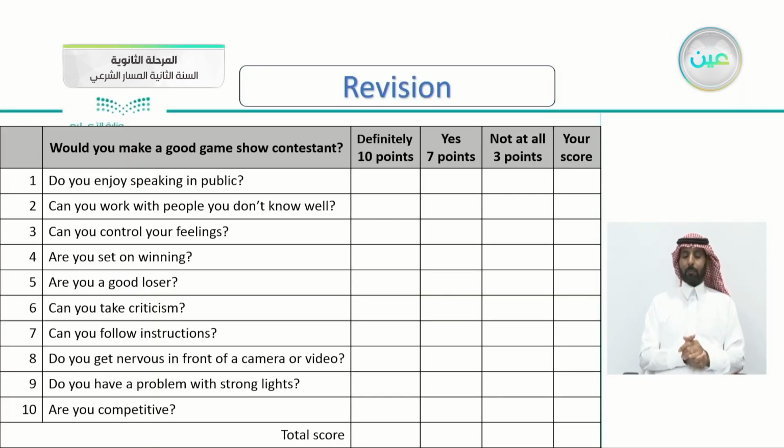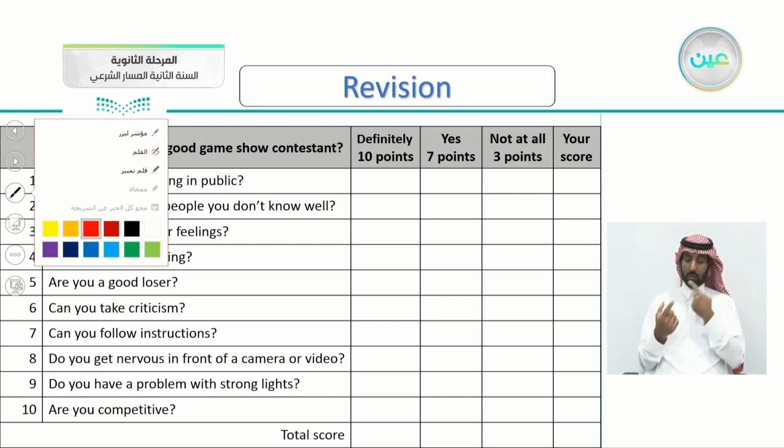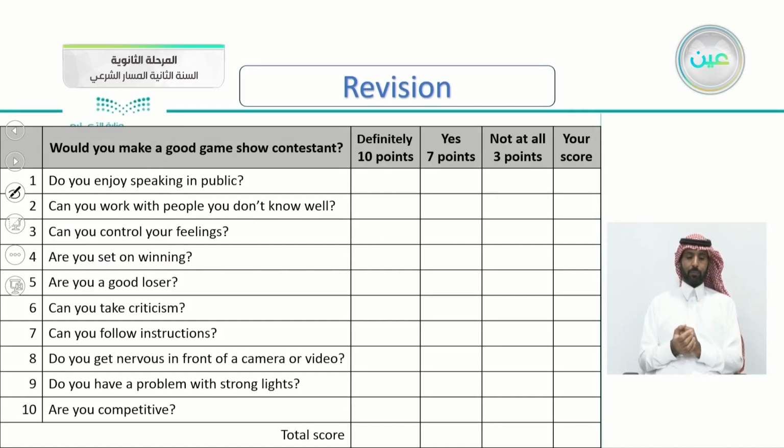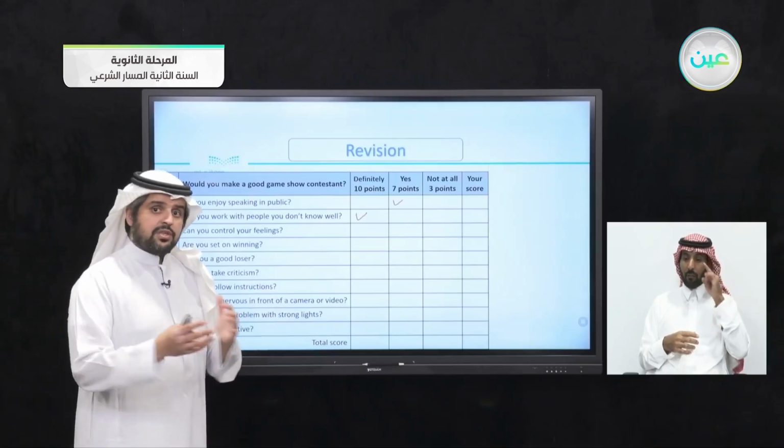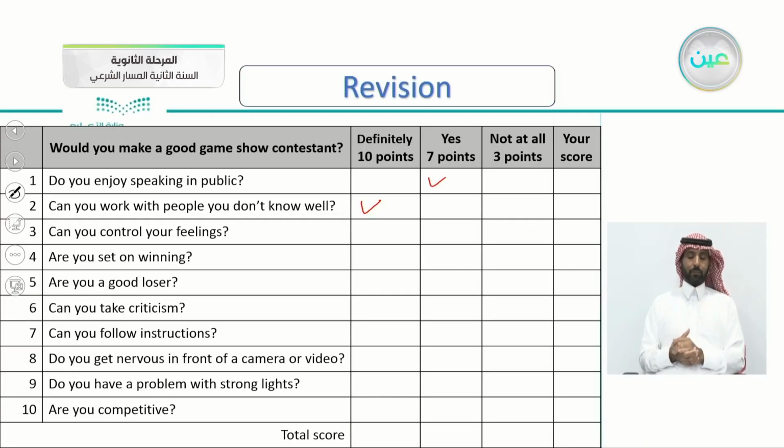We have 10 questions. Do you enjoy speaking in public? Let's do some of them together. Do you enjoy speaking in public? You say definitely yes or not at all. For example, I will put yes. So this gives me 7 points. Can you work with other people you don't know well? For me, I will put definitely yes. It's easy for me. You don't have to be like me. You can put your own preference. Definitely yes or not at all.